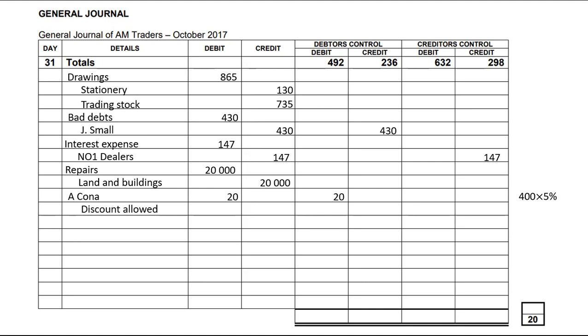Now, that will also increase our debtors control on the debit side. Discount allowed is an expense. Expense is going down, and expense will go down on the credit side.